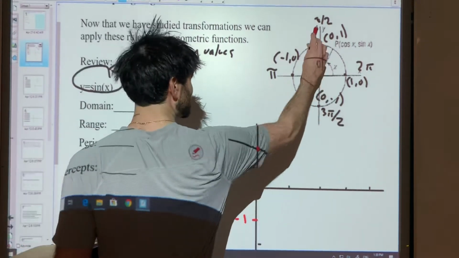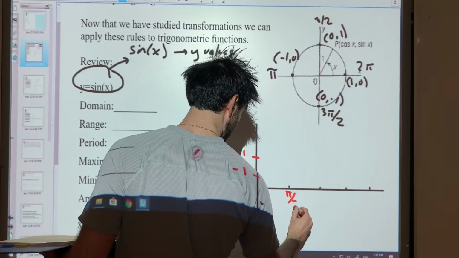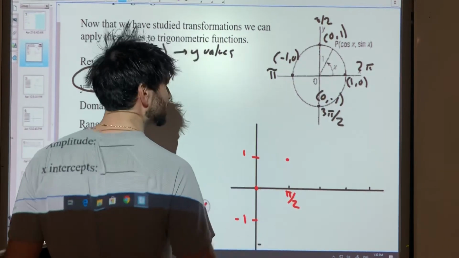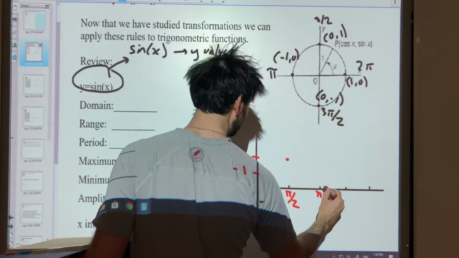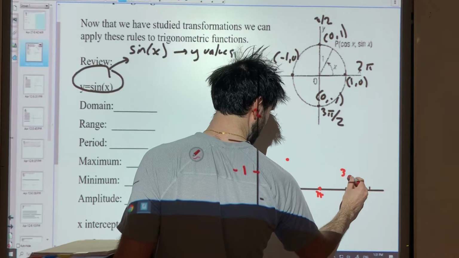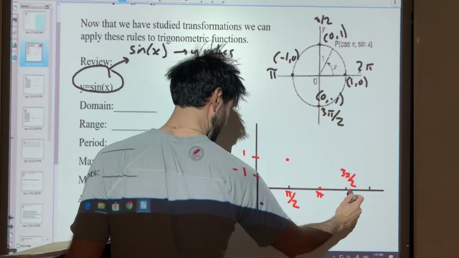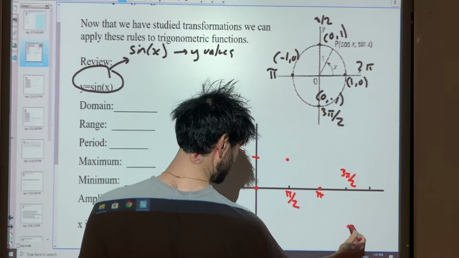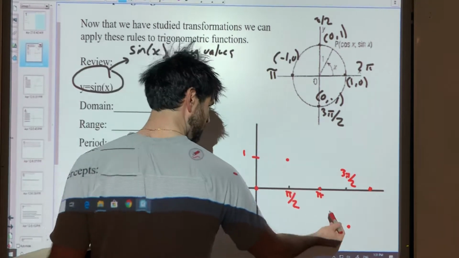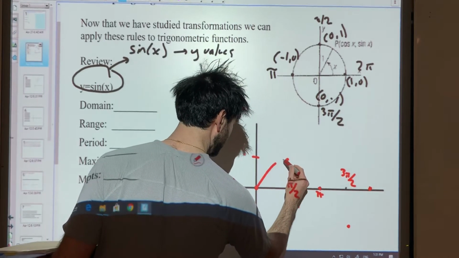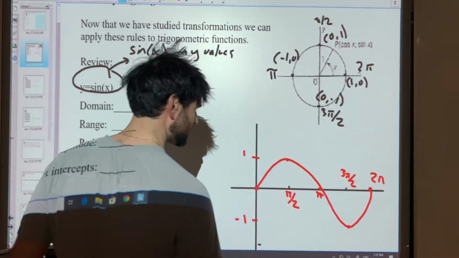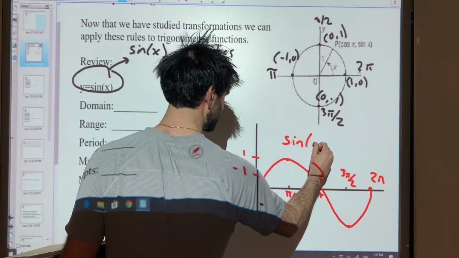Now, when we get to pi over 2, so let's label this pi over 2. At pi over 2, my y value is 1, so my sine function is at 1. When I get over to pi, my y value is 0. And when I get over to 3 pi over 2, if you check it out, my y value is negative 1. And then when we get to 2 pi, finally, we're back to y value of 0. Now you draw a smooth curve and you connect this bad boy and you get something that looks like this. Boop. So there it is, sine x.